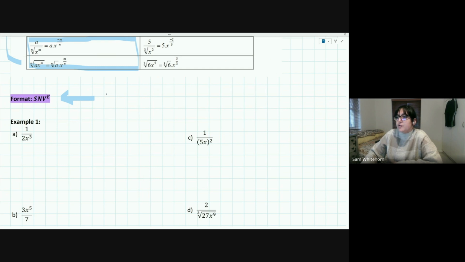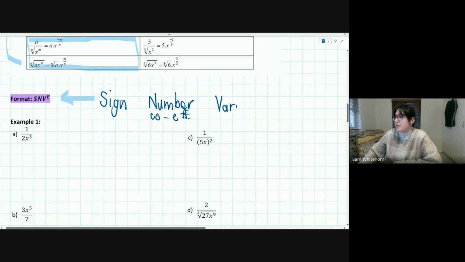So you first want to have your sign. What I mean by that is, is it positive or negative? I'll give you an example in a second. Then we want to write the number. Now the number means the coefficient. So if your variable has a coefficient, we want to write that number. I'm just going to put coefficient under here. We then want to write whatever the variable is. We work 80% of the time with x, but sometimes it can be another variable. And then we want to write our exponent.